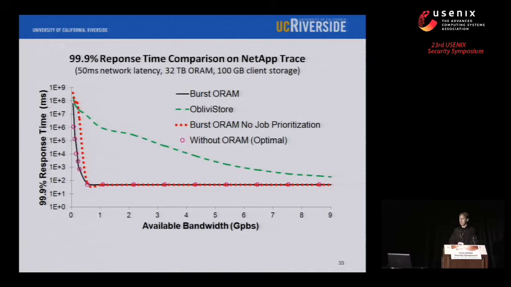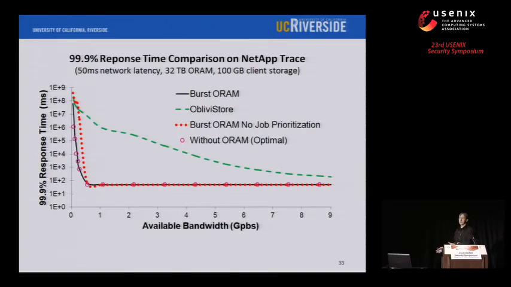So this graph shows a simulation we ran on a real-world NetApp trace. On the y-axis, you can see the 99.9% response time, which is the time such that 99.9% of the requests finished in less than this time. So it's close to a worst case, but results are similar for some other percentiles as well. You can see the paper for some more details. On the x-axis is the amount of bandwidth with which we provision the system in the simulation.